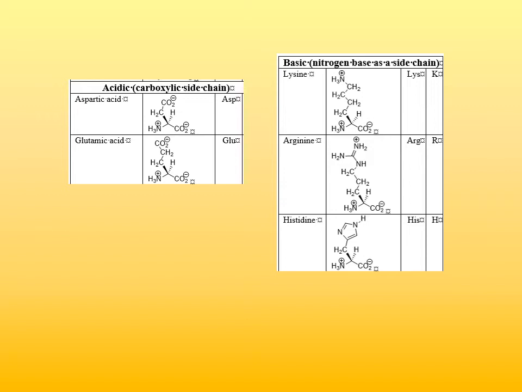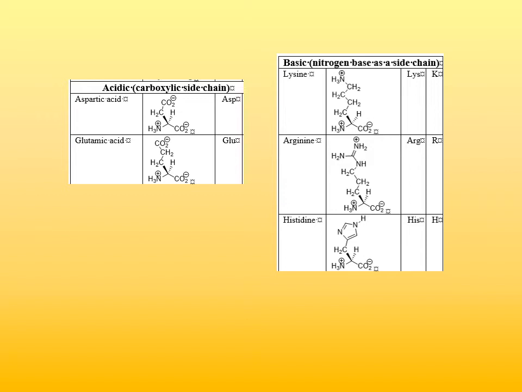And the same goes for glutamic acid. It should be protonated, and this is glutamate. But under physiological conditions, they are deprotonated. So this is aspartic and glutamic acid, or under physiological conditions, aspartate and glutamate, those are the acidic ones.